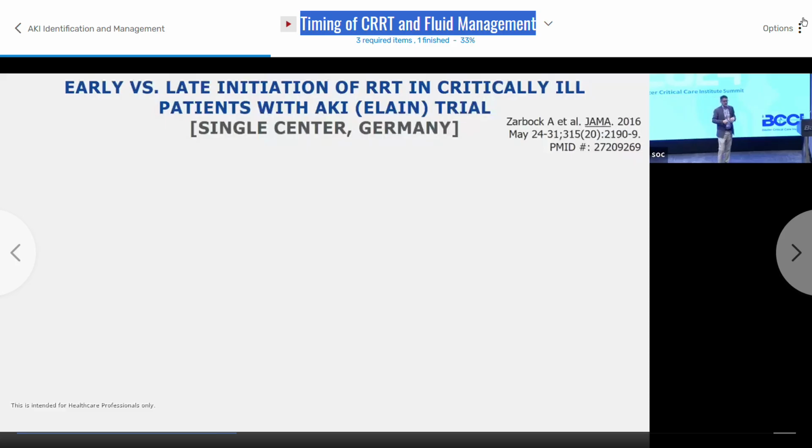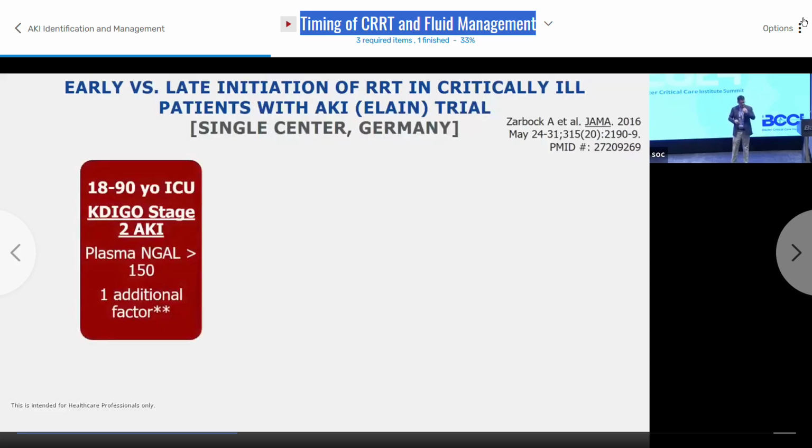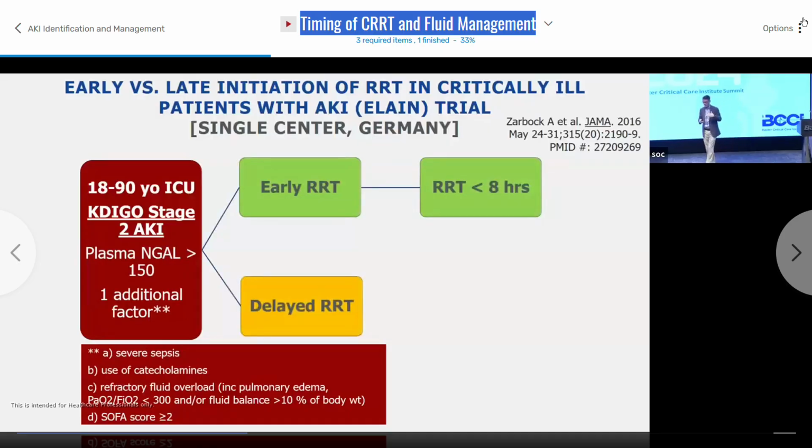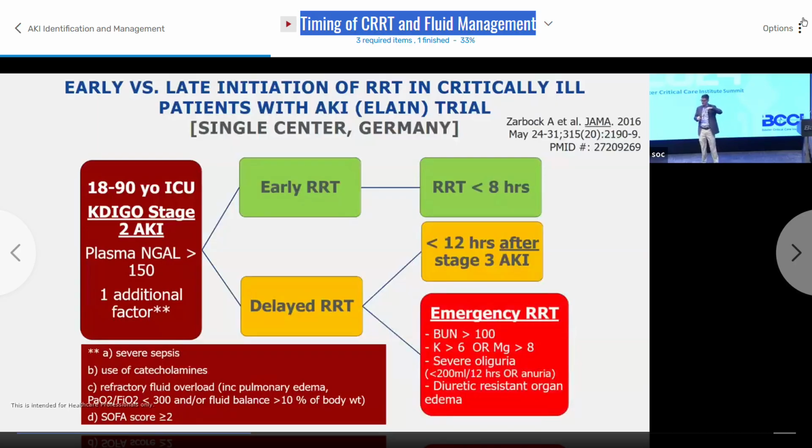Okay? The ELAINE trial was a single-center trial in Germany. Adults again. They had to have an elevated biomarker, NGAL, which sort of suggests they have ATN. They needed to have one of these other factors: severe sepsis, on catecholamines, fluid overload, or a high SOFA score. But importantly, they were KDIGO stage 2 patients, okay? Which means that their creatinine had only doubled, basically, instead of tripled at the time of enrollment. So these people were being considered at an earlier stage, okay? And again, they were randomized to very early dialysis, or a delayed strategy in which they had to wait to reach stage 3, or have one of these emergency criteria, okay?